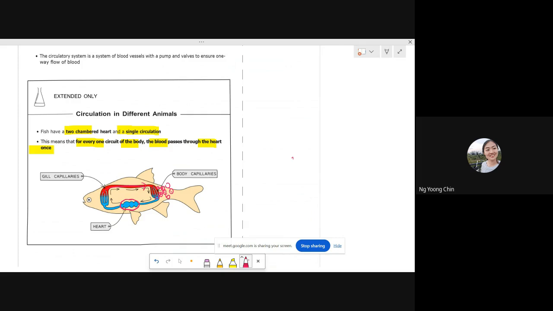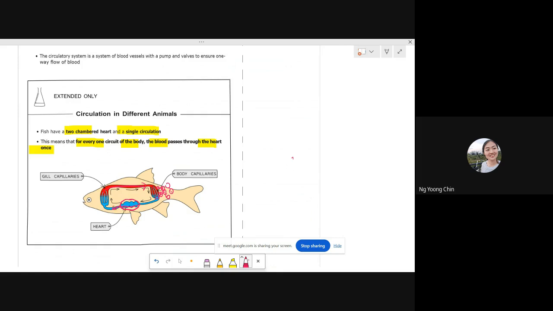So now you can see the blood is in blue color. The blue color means that it contains a very rich amount of carbon dioxide. So the blood, which contains a very rich amount of carbon dioxide, will enter into the heart.